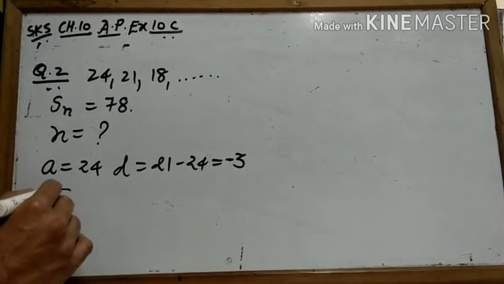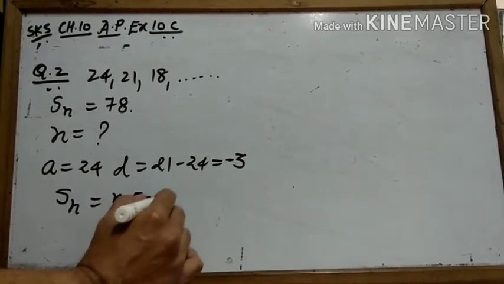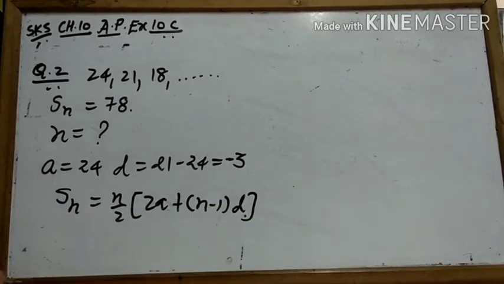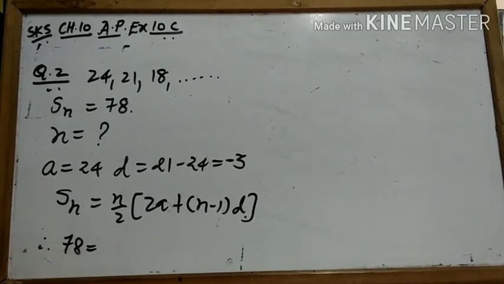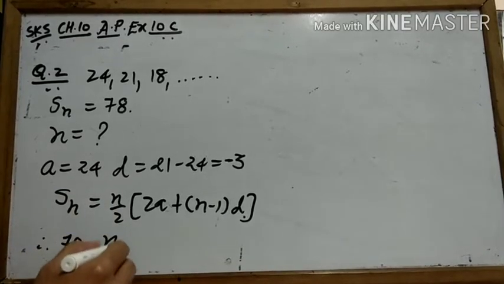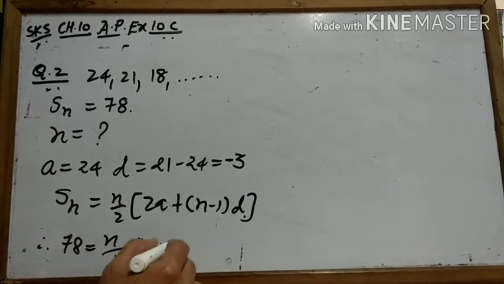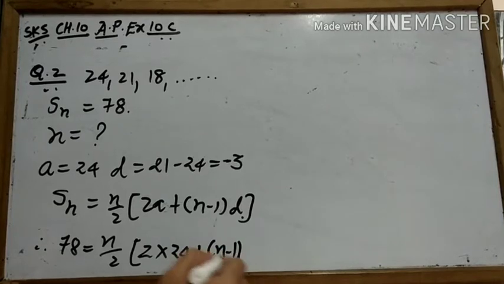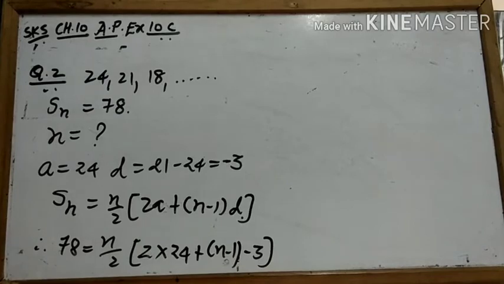They've given us Sn, so I will apply the formula of Sn as n by 2 square bracket open 2a plus n minus 1 into d. The value of Sn is 78. Remember, Sn is 78 and n is not known, so please do not write 78 over here. This will be n by 2 square bracket open 2 into a, that is 2 into 24, plus n minus 1, since we do not know the value of n, and d value is negative 3.